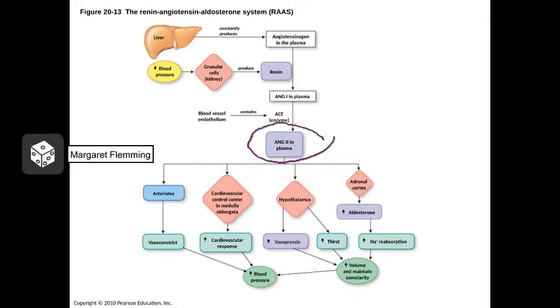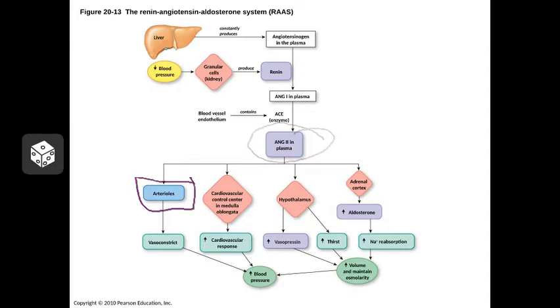Let's look now at what effect angiotensin 2 will have on various target organs. One of the things it does is target the arterioles, in particular the smooth muscle in the arterioles, causing vasoconstriction. Angiotensin 2 also targets the cardiovascular center in the medulla oblongata. That increases cardiac output by increasing heart rate and force of contraction. It also is going to trigger vasoconstriction.